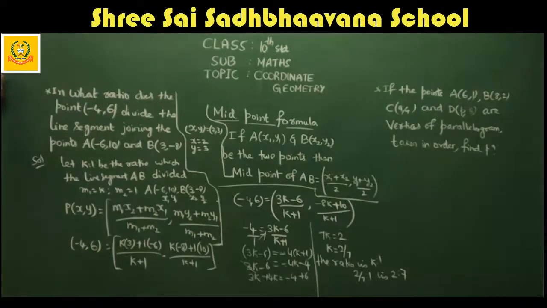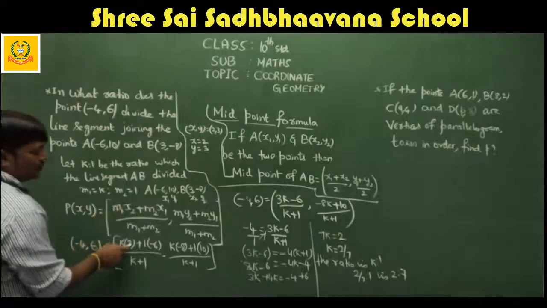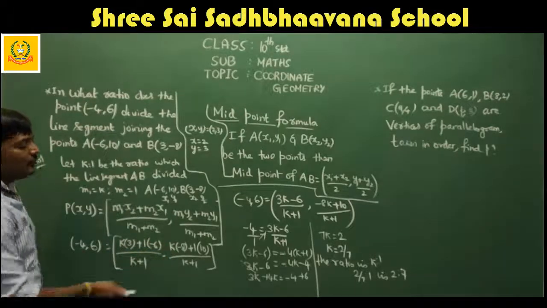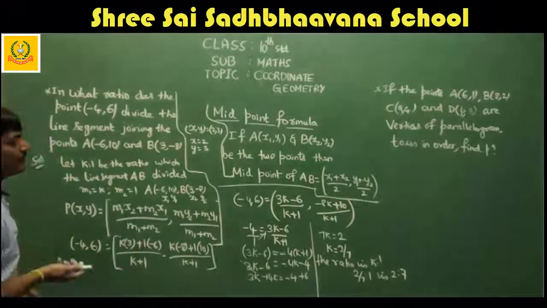What is the formula we have for the section formula? What formula do we use? The section formula is P(x, y) equals (m1 x2 plus m2 x1) divided by (m1 plus m2), comma, (m1 y2 plus m2 y1) divided by (m1 plus m2). They themselves have given the point P(x, y), so take P(x, y) as (-4, 6) and substitute: in the place of x2, 3 into m1 which is k, plus 1 into -6, divided by k plus 1. Similarly, k into -8 plus 1 into 10, by k plus 1.